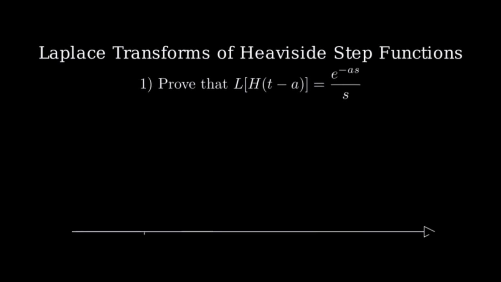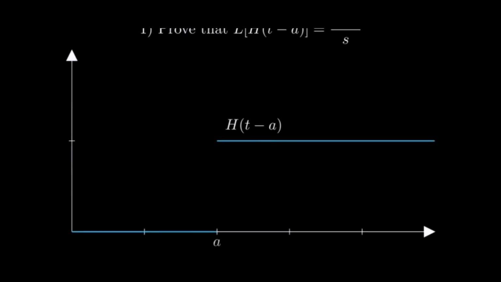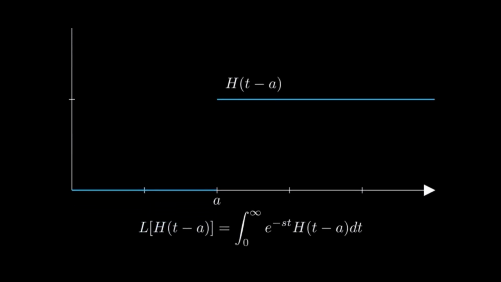Here, h(t-a) represents the Heaviside step function shifted a units to the right. To prove this, let's start with the definition of the Laplace transform. The Laplace transform is defined as the integral from 0 to infinity of e to the negative st times our function h of t minus a dt.